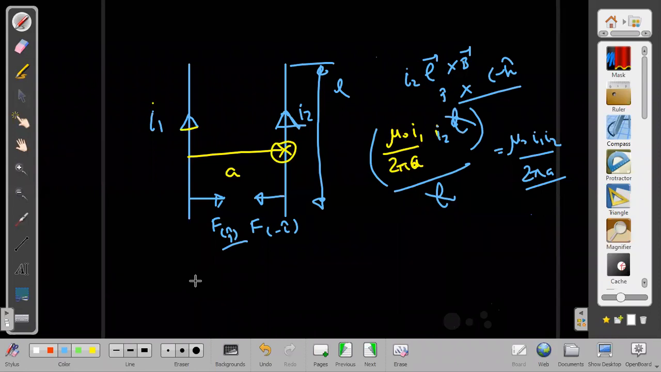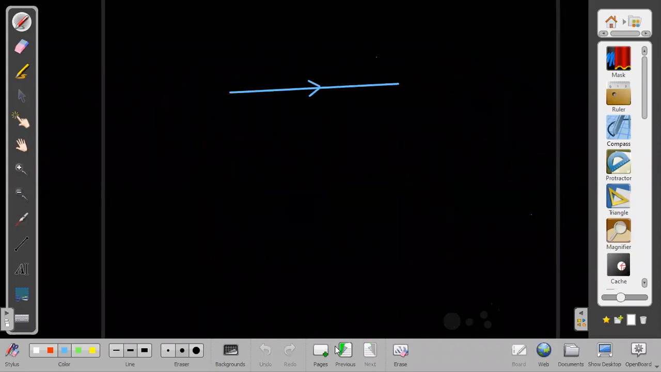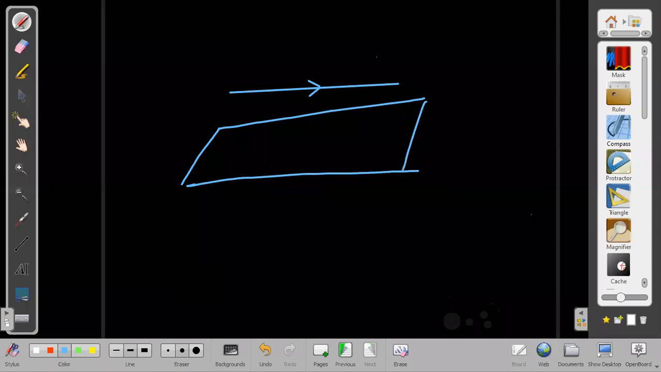Then I can find out the force between a wire and a sheet. First of all, let me chart down the cases which I will be finding out. Number 1, I will find out the force between a wire and a sheet. Number 2 case, I will find out between perpendicular wires.